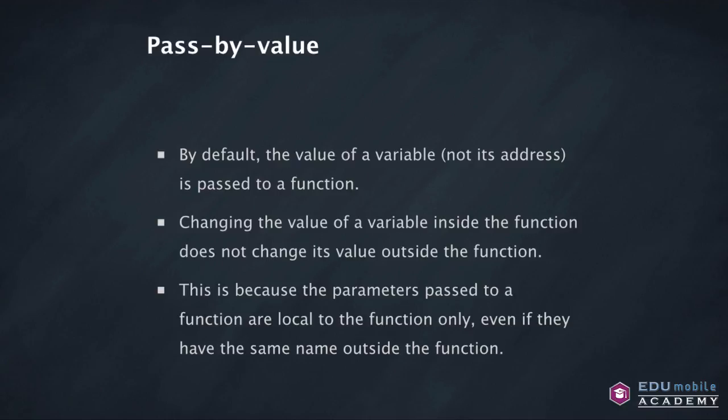This is because the parameters passed to a function are local to the function only. They have what we call local scope. They don't have global scope. And they are local even if they have the same name outside the function. So if we have a parameter, let's say b, that is passed to a function, and we pass b from outside that function to the function, and then inside the function we call it b, they are two different variables named b. So when you tried to swap a and b, when you came out of the function, a and b were two different variables than they were inside the function.